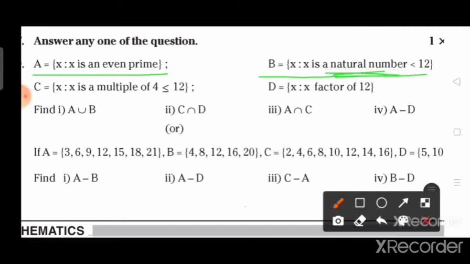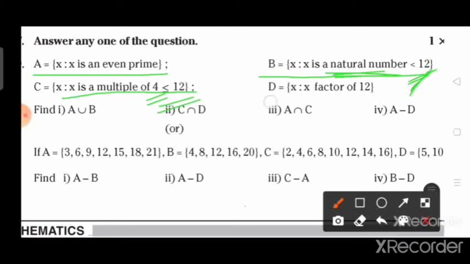Okay, in our first sum we discussed natural numbers. In that, all the natural numbers were given, but in this sum it is less than 12, I think up to 11 only. So next, set C is {x such that x is a multiple of 4 less than or equal to 12}.